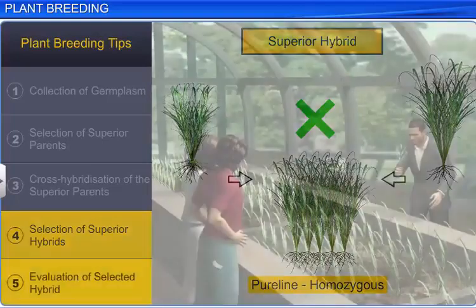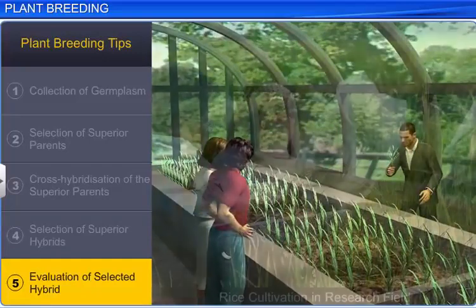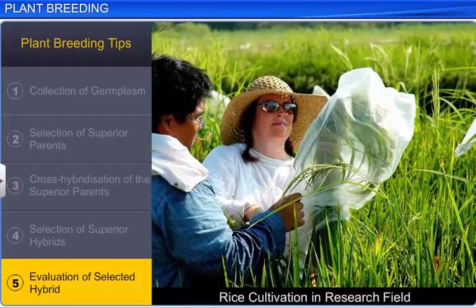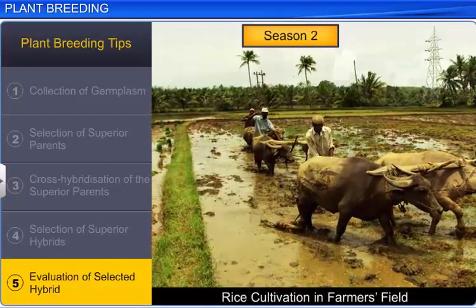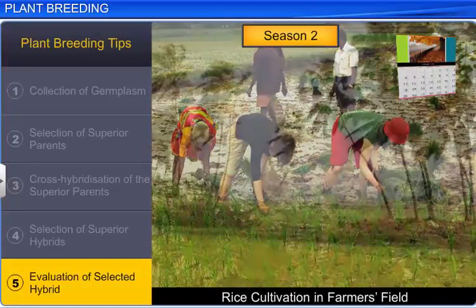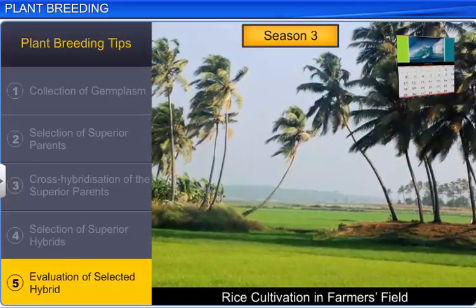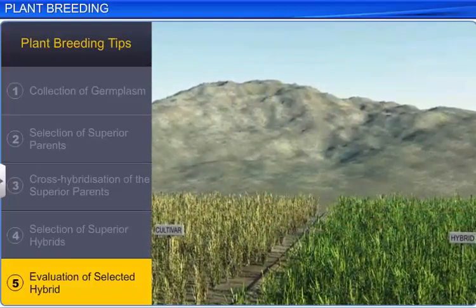The final step is the evaluation of the hybrid for the characters gained. This is done by first cultivating the hybrid in a research field under ideal conditions. Later, they are cultivated in farmers' fields at different locations for 3 growing seasons. This helps in comparing the performance of the hybrid against the best crop cultivar available in that area.